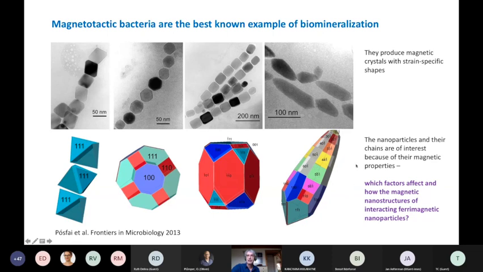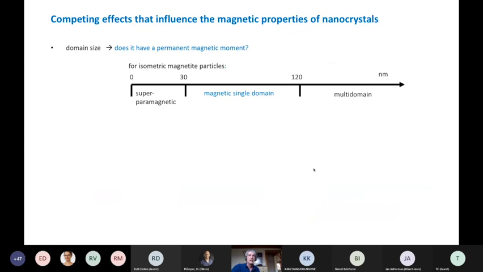And we are interested in which factors affect the magnetic nanostructures of interacting magnetic nanoparticles. So what are these factors that are of interest? The first is the domain size. So how large are these particles? For magnetite particles, if the particle is between about 30 and 120 nanometers, then you have magnetic single domain. If it's smaller than that, it's non-magnetic. If it's larger, it will be multi-domain. So the bacteria know that they should make magnetic single domain particles if they want to use them for alignment, and they do it. So there's not much question about that. They make single domain magnetite.